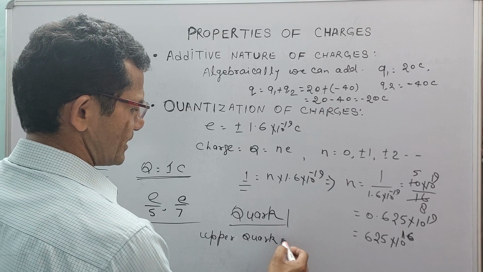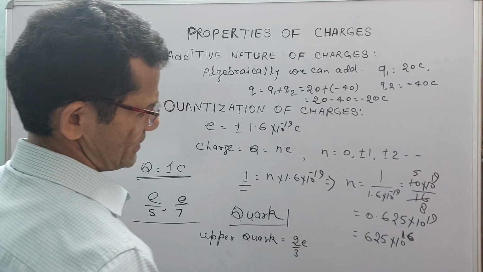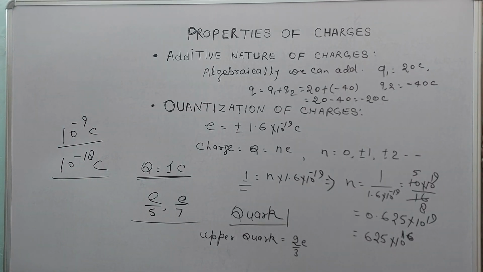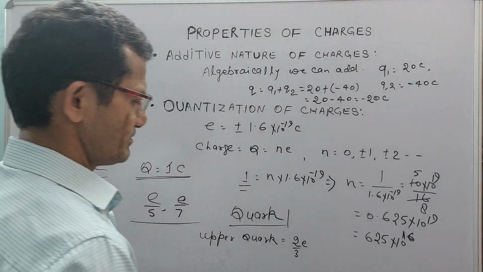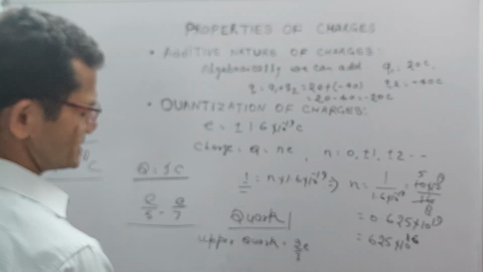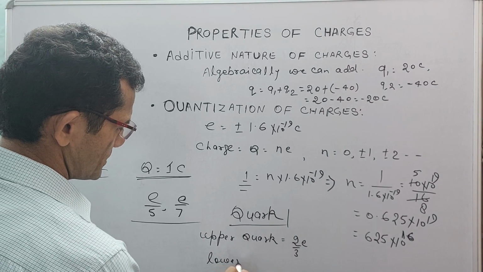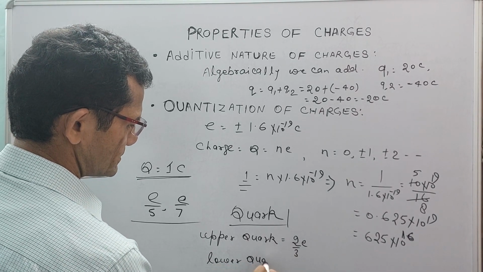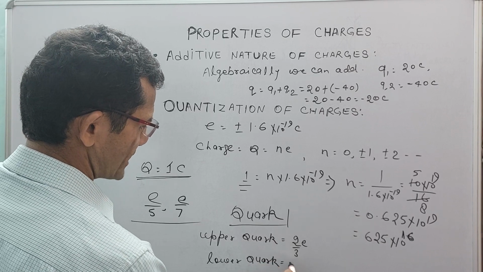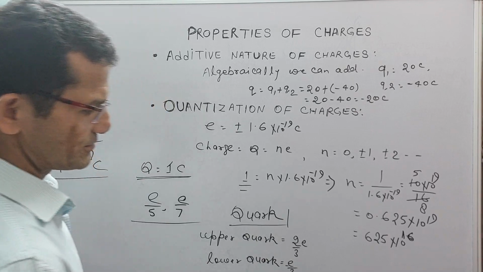Upper quarks have the value 2 upon 3 e. So if I take quarks as the elementary particles, as suggested by modern physics, this is once again quantized. And there is a lower quark also. Lower quark has the value minus e by 3. It has the negative charge.